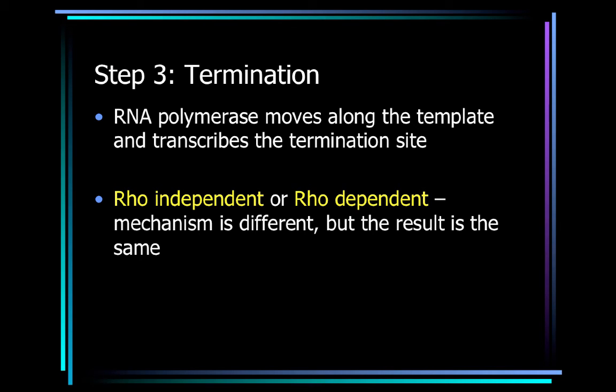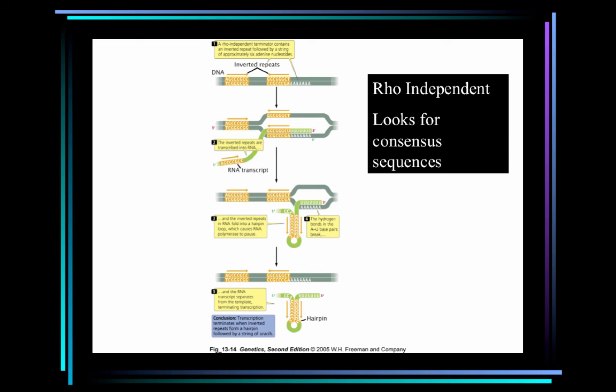And finally, the last step in transcription is termination. This is where the polymerase enzyme is going to move along the template to a termination site, and that's going to be a specific sequence of nucleotides. And there are two main types of termination. It can either happen with rho-independent or rho-dependent mechanisms. These two mechanisms operate differently, but the result is the same: mRNA synthesis comes to an end. So we'll investigate rho-independent and rho-dependent a little more in depth within the lecture.